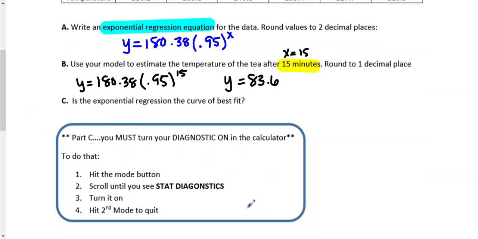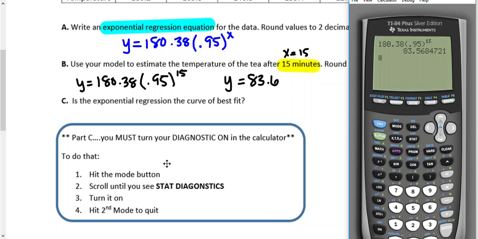Before we do anything, you have to turn your diagnostic on. So in your calculator, we're going to follow these steps. Hit the mode button, scroll until you see Stat Diagnostics, which is right here, and you want to turn that on. So we want to make sure the black box is highlighted over on. Once you have Stat Diagnostics turned on, hit second, quit.